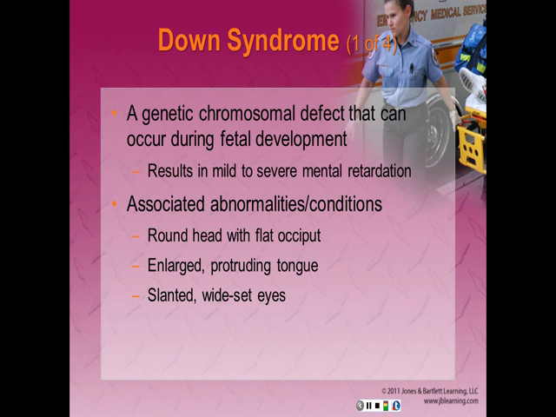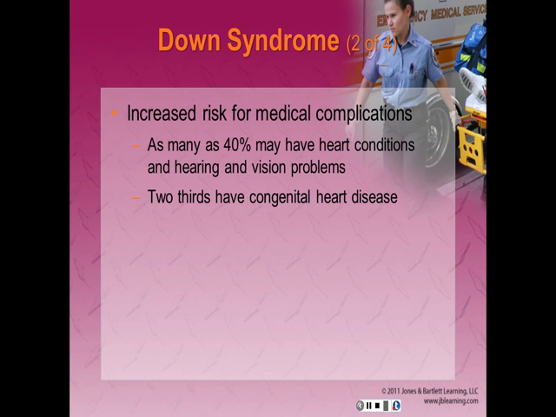They have an enlarged protruding tongue. They may have slanted wide-set eyes and folded skin on either side of the nose that covers the inner corners of their eye. They have short, wide hands and a small face and features. They may have congenital heart defects and thyroid problems, as well as hearing and vision problems. Their teeth may be misaligned, and they have other dental anomalies, and they have speech abnormalities and may suffer from epilepsy. They are at an increased risk for medical complications, and as many as 40% of Down syndrome patients may have heart conditions and hearing and vision issues.